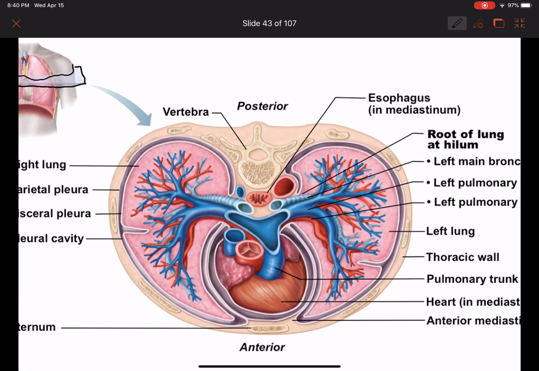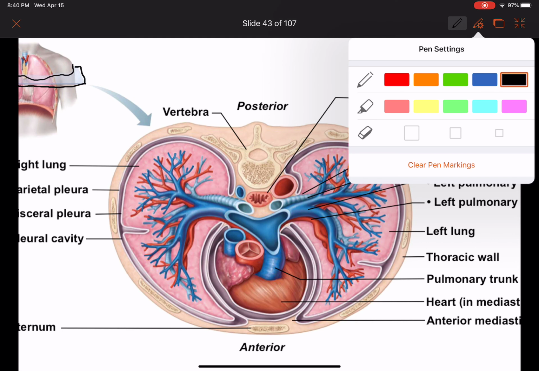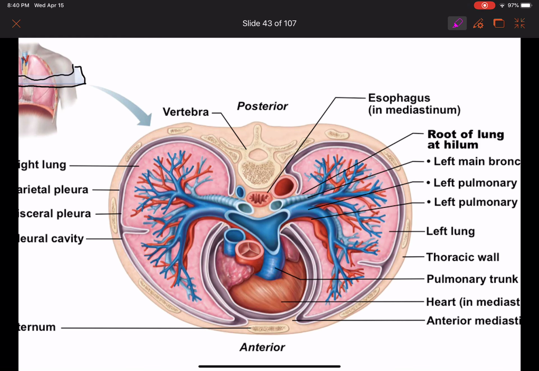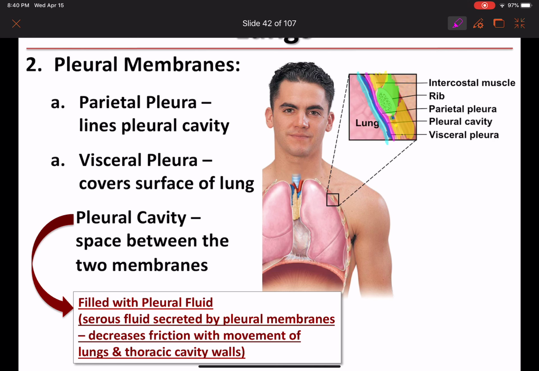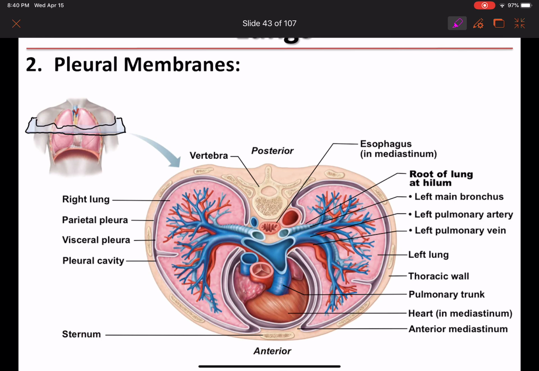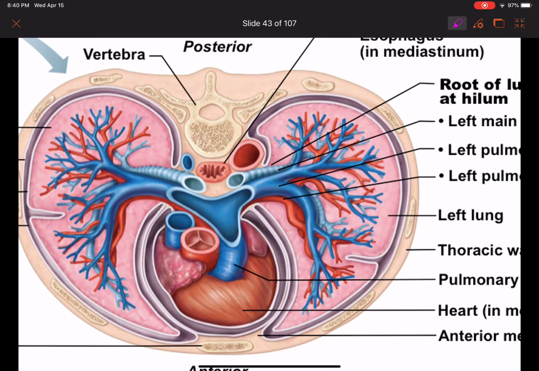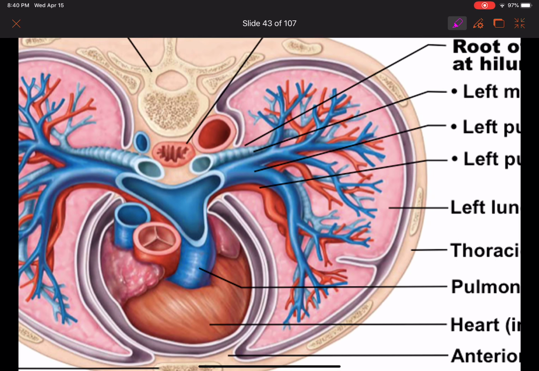So what I'm going to do is highlight the parietal and visceral layers of the pleura in the exact same colors that I used before. So actually, let me go back and remind myself, what colors did I use? Okay, so the parietal pleura, I used kind of the fuchsia color. So let's do that. Here, I'm going to zoom this in.